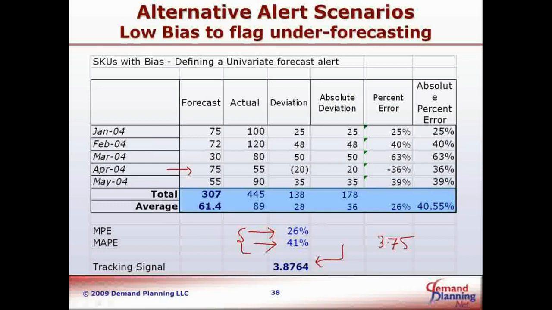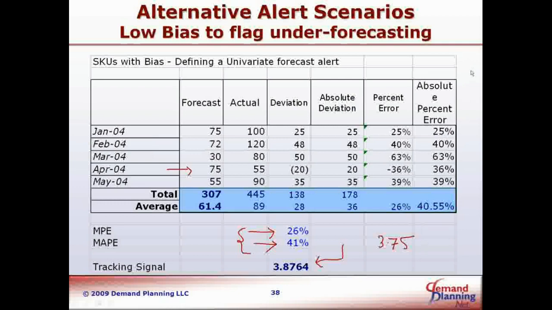If you take this example, you just look at the forecast versus actuals. Actuals are consistently higher in 4 out of the 5 months, right? Only in 1 month do you have the actuals coming in below the forecast. Every other month actual is higher than the forecast. So the tracking signal is 3.8764, which we will explain towards the end of the presentation.